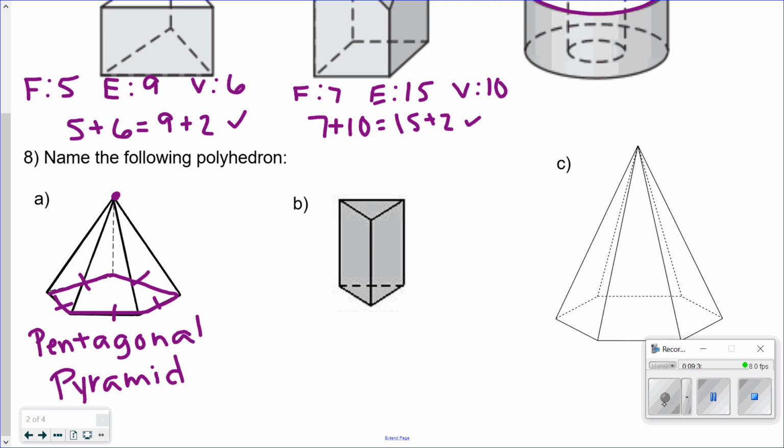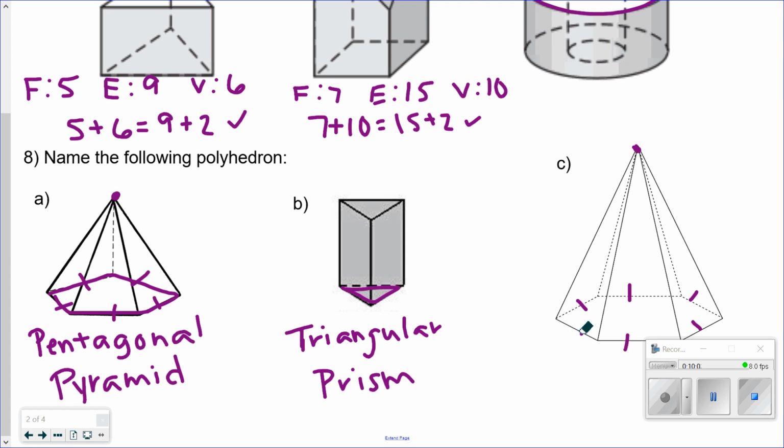For part B, I have a prism, and I see that because it doesn't come to a point. So now I need to figure out what's the base of this prism, and it's a triangle. So this is a triangular prism. And the last one, C, once again, I notice that it comes to a point. So we have a pyramid. So let's look at the base here. It has 1, 2, 3, 4, 5, 6 sides. So this is a hexagonal pyramid.